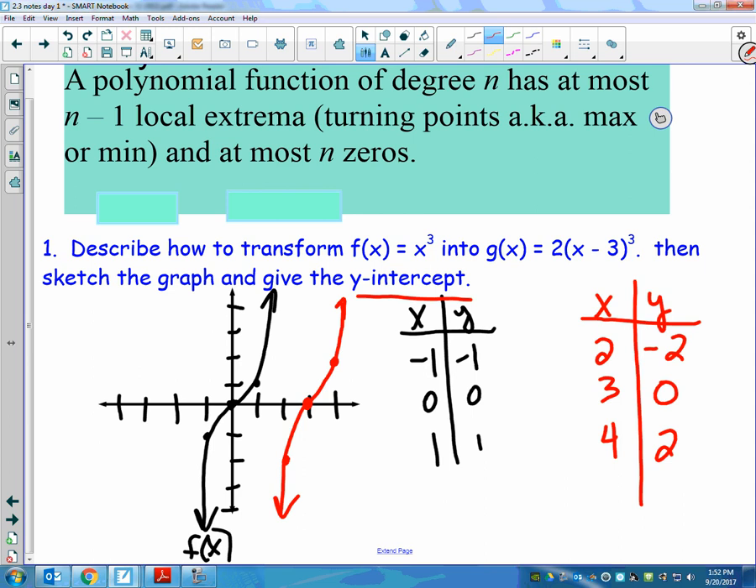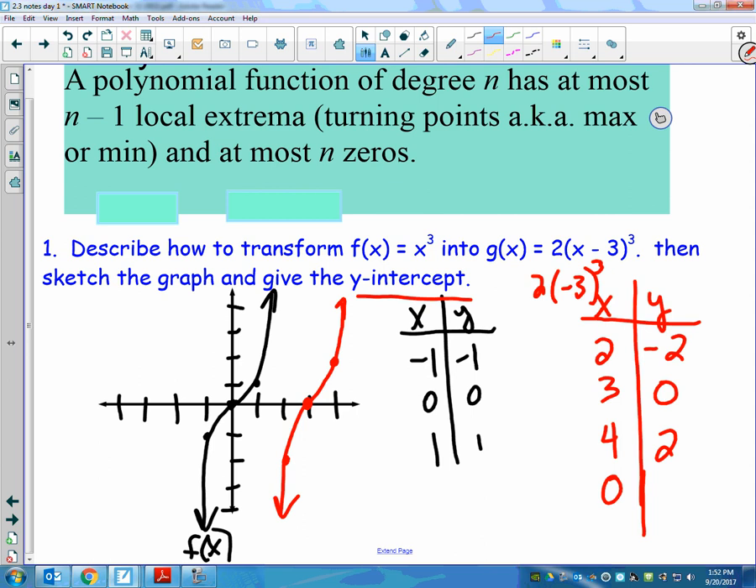Plug in, what did that mean? Plug in 0 for x, because the y-intercept is when x equals 0. So if you just pick 0 for x and see what you get for y, that would be your y-intercept. So on this one, if I plug 0 in there, I would get 2 times negative 3 to the third.